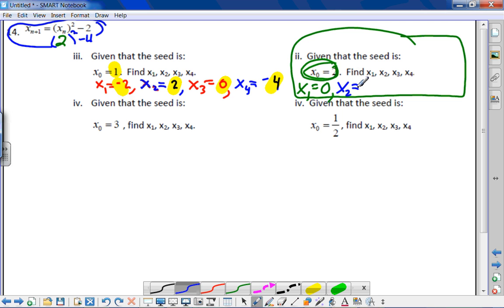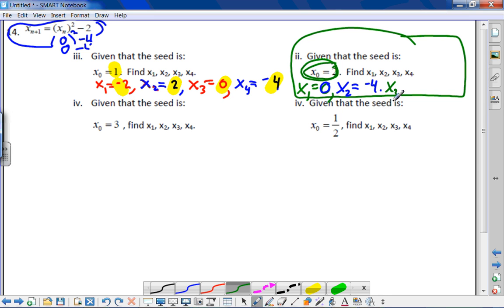What about the second term? For the second term, we'll use the previous term, 0. That's what recursion always does. All right, so when the previous term was 0, 0 squared is 0 minus 4, because it's negative 4.